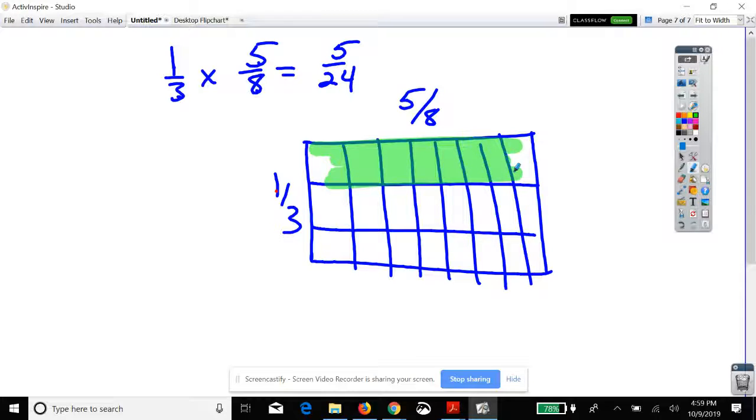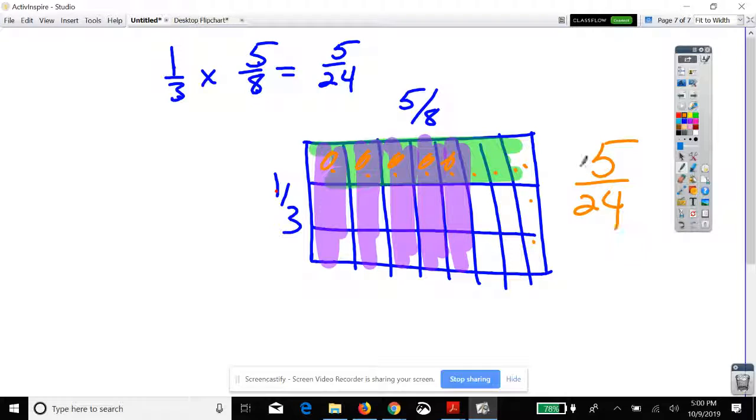And then this one, I've got 5 of them. So 1, 2, 3, 4, 5. And so the answer is how many are colored with 2 colors. So that would be 1, 2, 3, 4, 5 are colored with 2 colors. And how many do I have altogether? So that's 1, 2, 3, 4, 5, 6, 7, 8 times 1, 2, 3. That's 24. So 5/24 the same way.